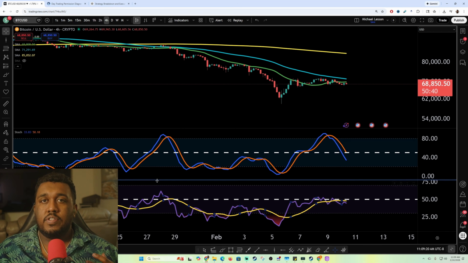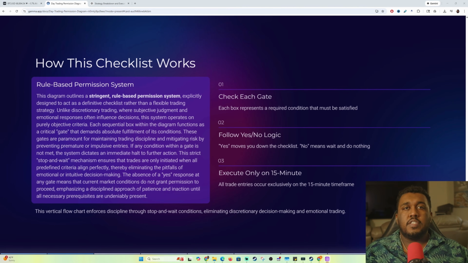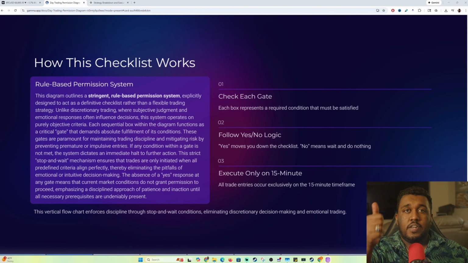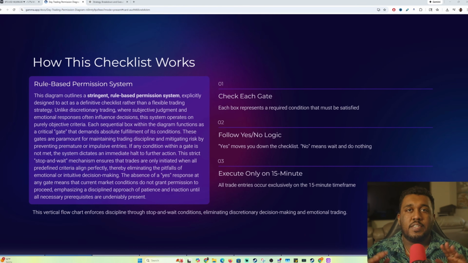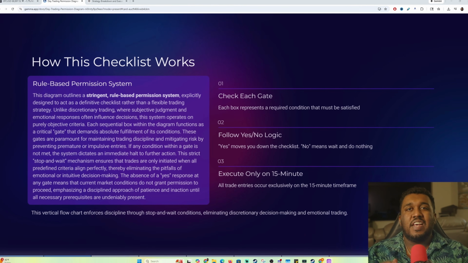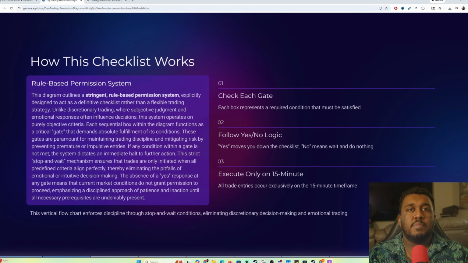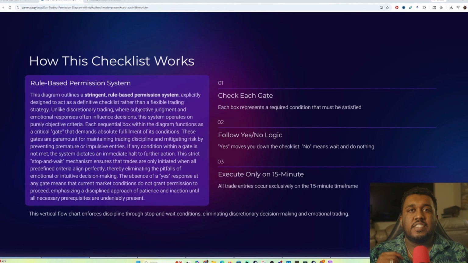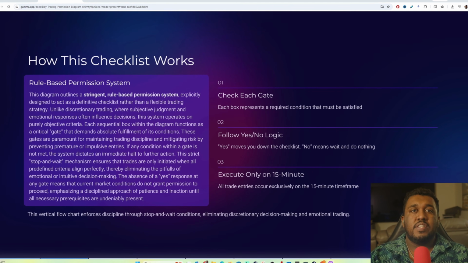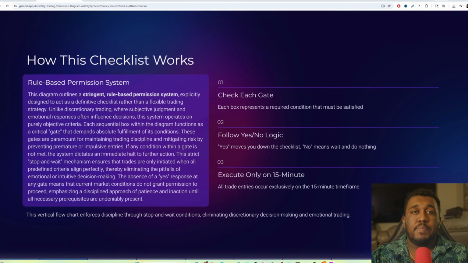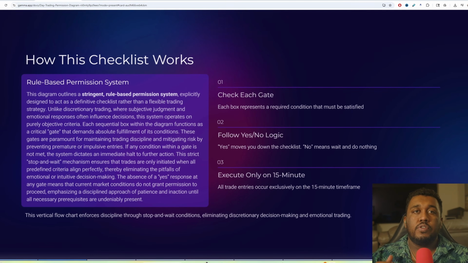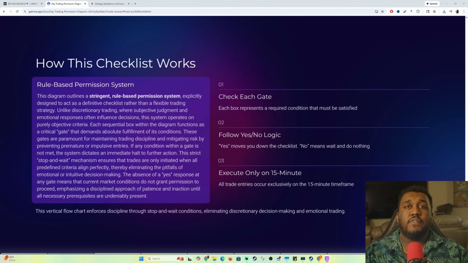Now, let's move on to the trading strategy itself. So this is going to be an easy checklist. If this is good and this is good, you can buy. Very simple. So this diagram is going to work as a strict rule-based permission system. It's not a flexible strategy and it's not discretionary. Every box you see acts as a required gate that must be passed before you're able to move forward into your trades. If any condition fails in my system, that's going to force you to stop and wait, and that's going to force you to save money.